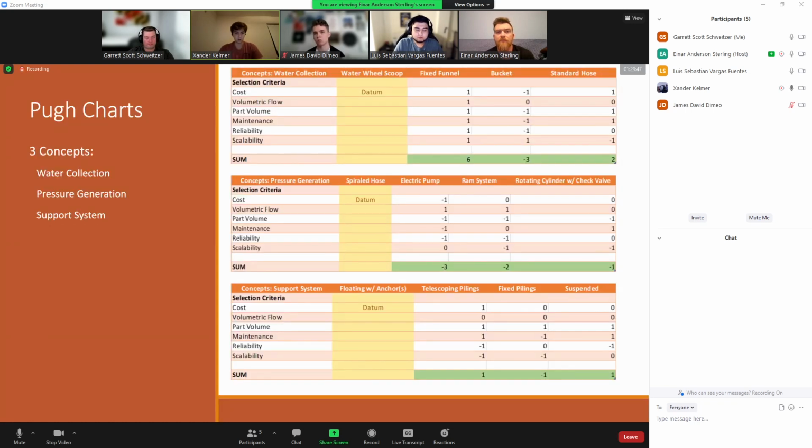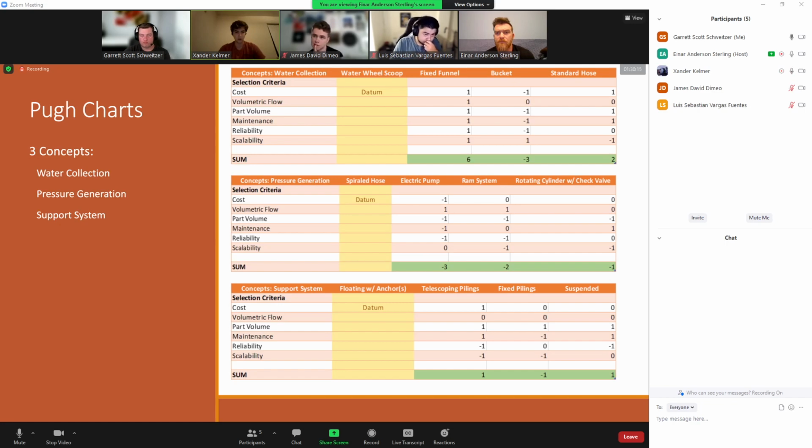So here are the Pugh charts. For our first product function, we have water collection, and our 4 different concepts are the water wheel scoop, a fixed funnel, a bucket, and a standard hose to act as an inlet. Using the water wheel as our datum, the fixed funnel turned out to have an advantage in each of these categories, all these decision criteria.